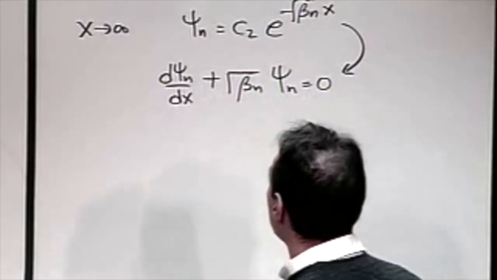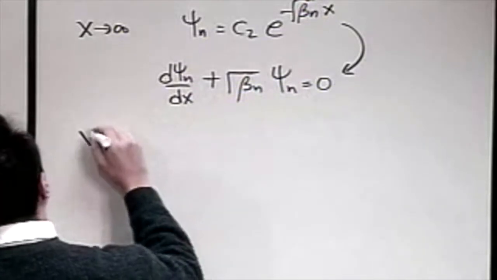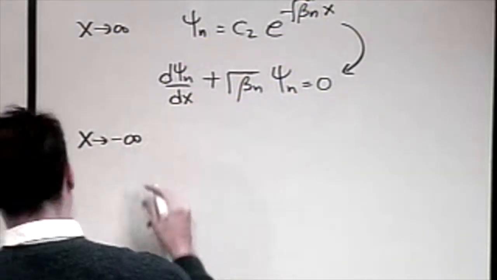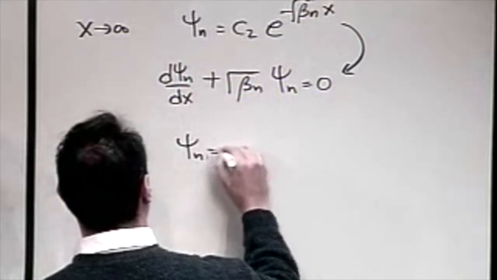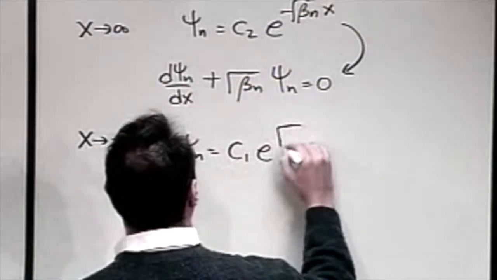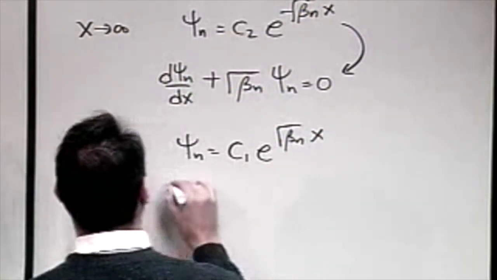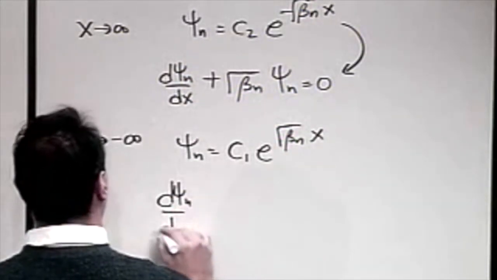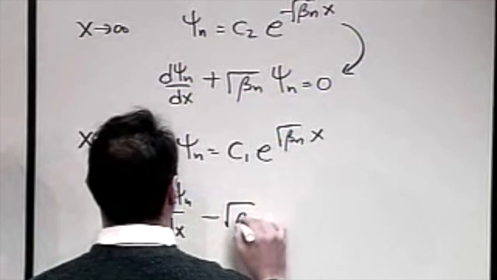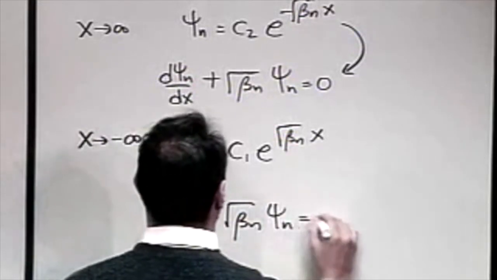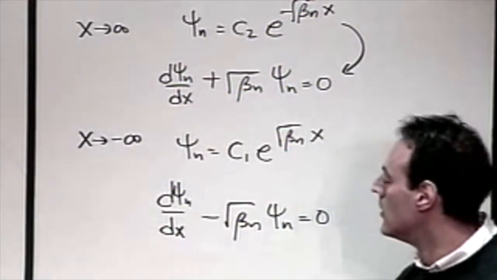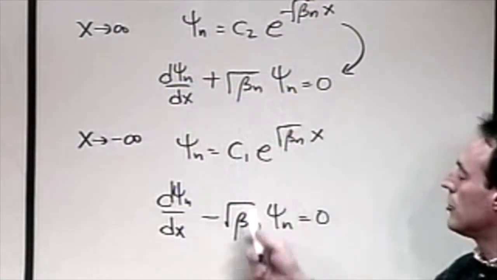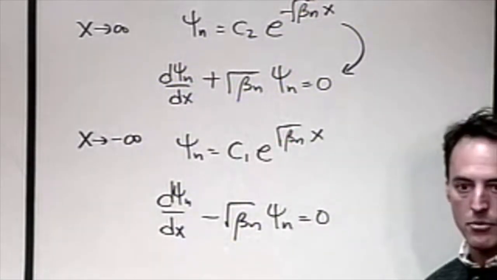Okay, at negative infinity, we can do the same thing. At negative infinity, we can say, all right, my solution at negative infinity has to look like e to the square root of beta n x, which gives me the following behavior. Okay, so those are my two boundary conditions.